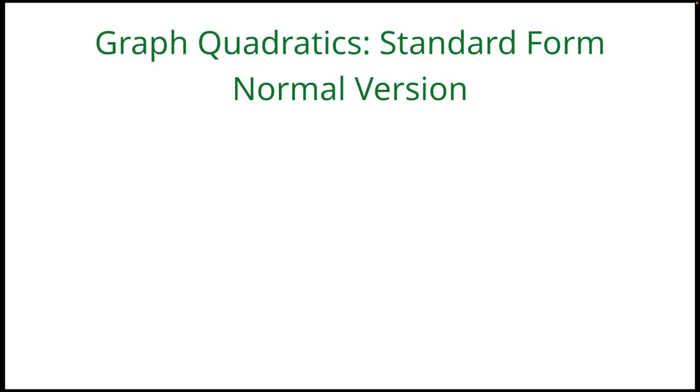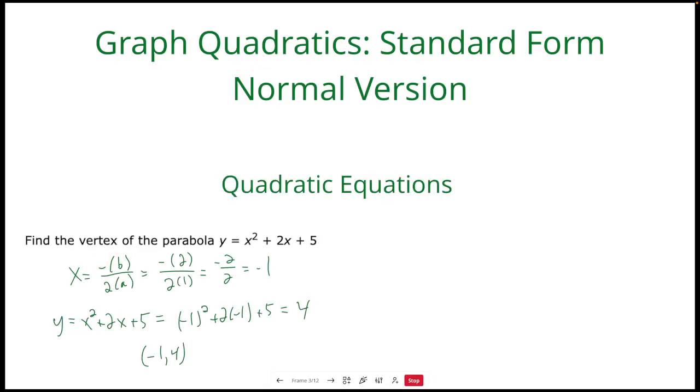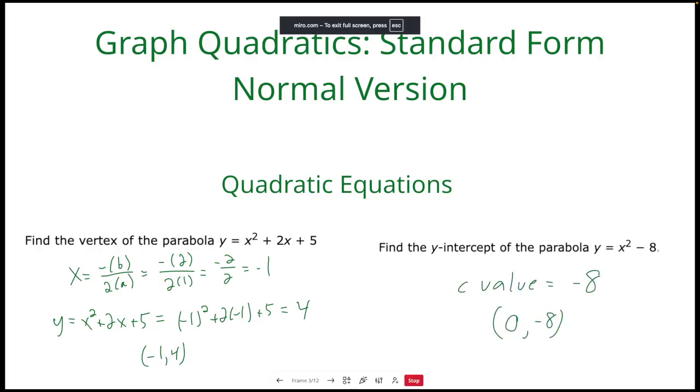Here's what you have to know before you start this lesson. You should already know something about quadratic equations and how to find the vertex. You do negative b over 2a, then you take that x value, plug it in, and that gives you your vertex. You should also know how to find the y-intercept. Remember, it's the c value in standard form. You could also plug in 0 for the x's, and that will give you the y-intercept.